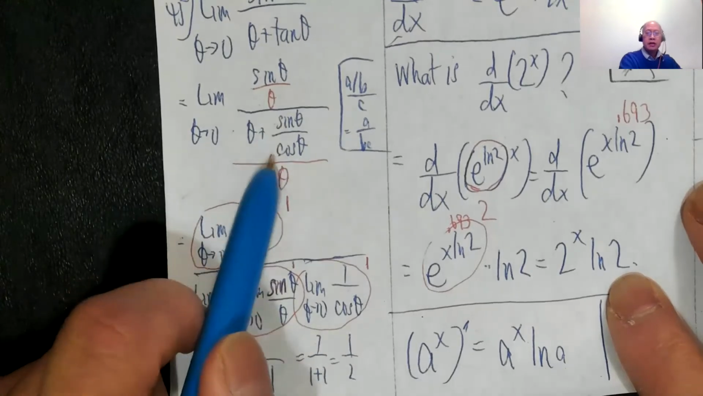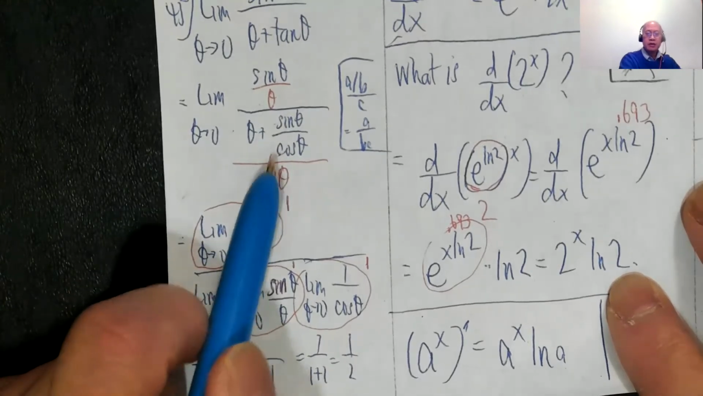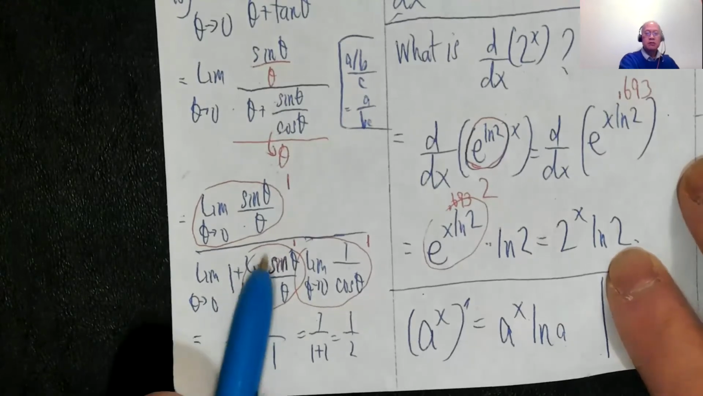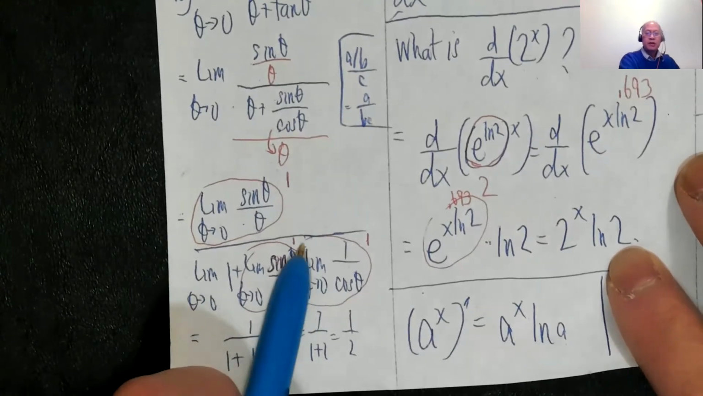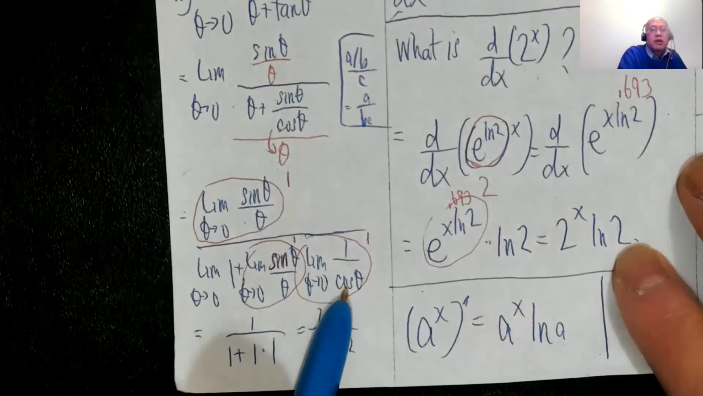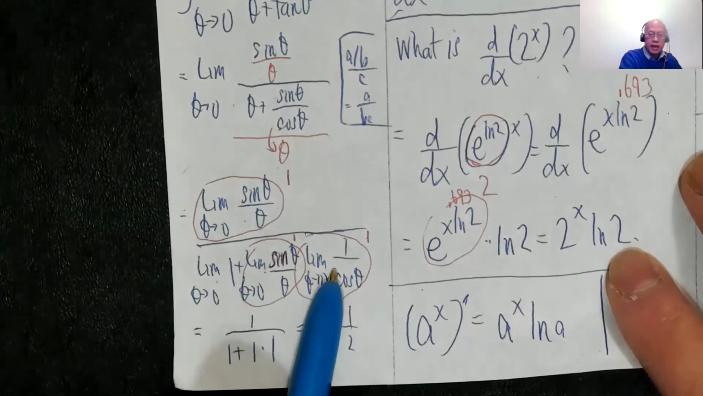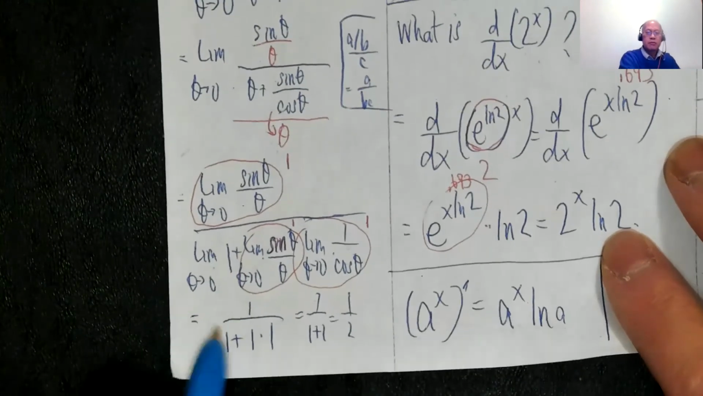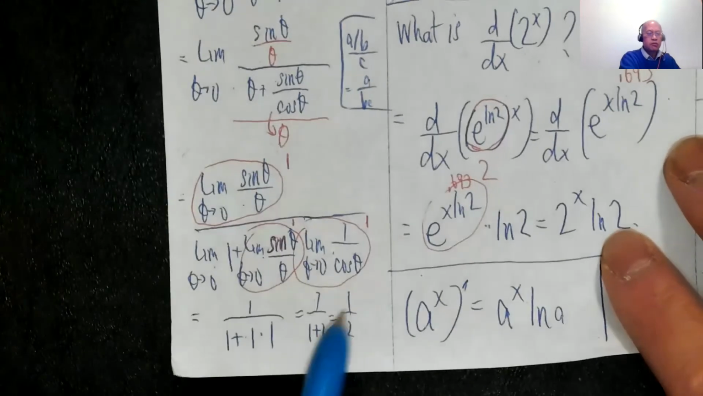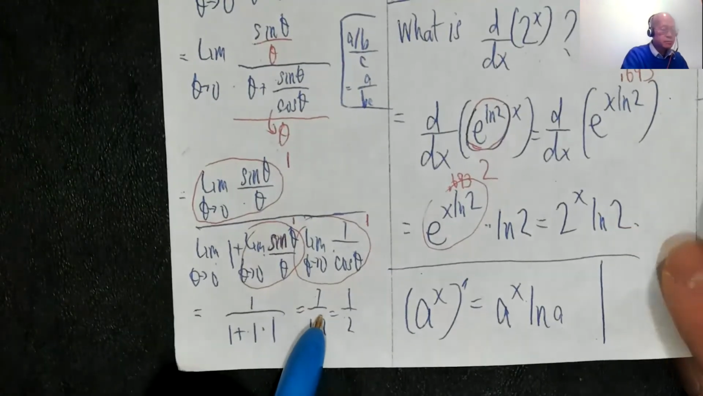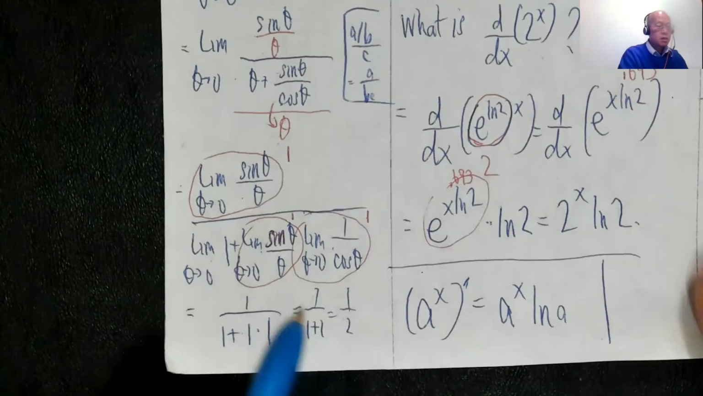And then sine theta over cosine theta divided by theta, you're allowed to sneak the cosine theta down here. So limit as theta approaches 0 of sine theta over theta times limit as theta approaches 0 of 1 over cosine theta. Okay, that's 1, that's 1, that's 1, that's 1. So 1 over 1 plus 1 times 1, 1 over 1 plus 1, or 1/2. All right, so that is section 3.3 on the trig derivatives.